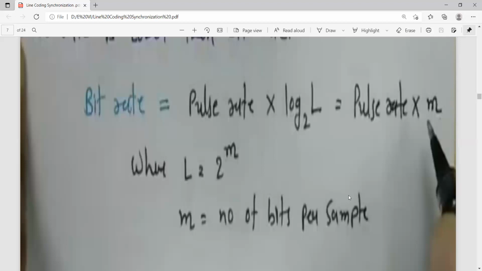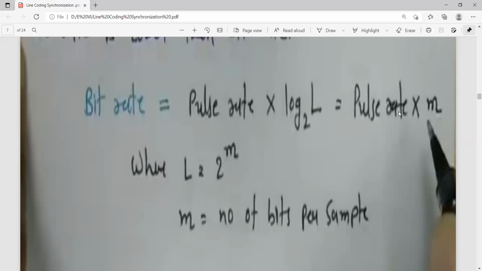So, number of bits per sample. In one sample, there is only one bit. Therefore, bit rate is equal to pulse rate. One sample is not divided into different bits; the sample is completely a single bit. Then the bit rate is equal to pulse rate.